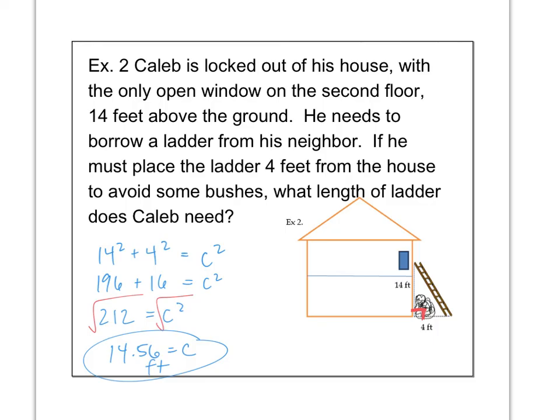Now, is your neighbor going to have a ladder that's 14.56 feet long? Probably not. They might have a 14-foot ladder. They might have a 16-foot ladder. So if it's a little bit short, you might just have to hoist yourself up into that window. Or if it's a little bit long, even a 20-foot ladder, you might have to set that ladder next to your window and kind of sidestep in. But there would be a way. You could figure it out.